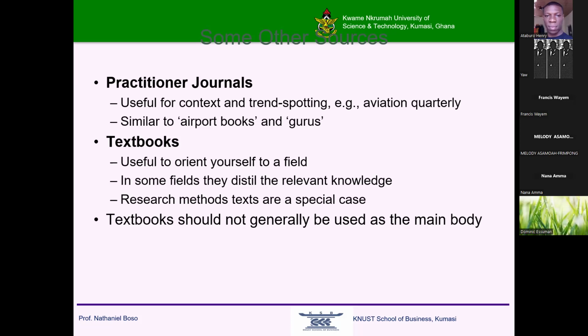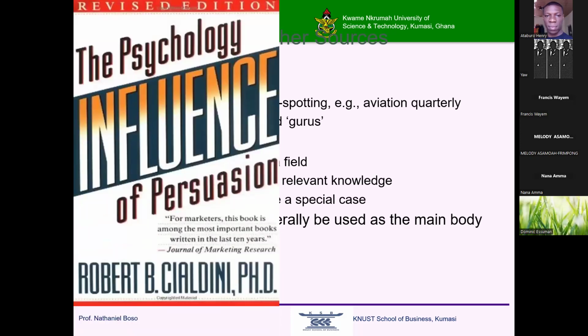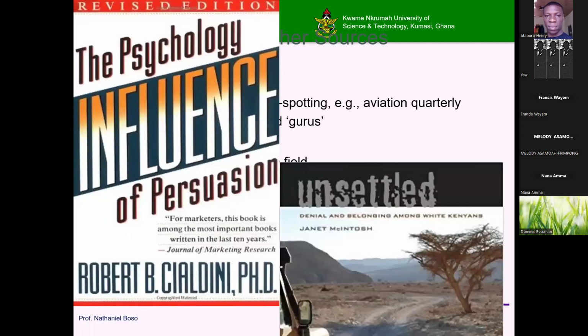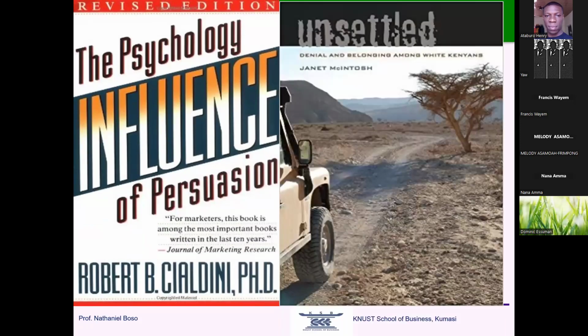Okay, so let me ask, why shouldn't we use textbooks in our literature review? Can someone try to explain why textbooks and news article publications should not be used so much in your literature review? Based on what we have just talked about, can someone try to summarize that? Why shouldn't they be used? Or if they will be used, they should be used sparingly. Why that caution?